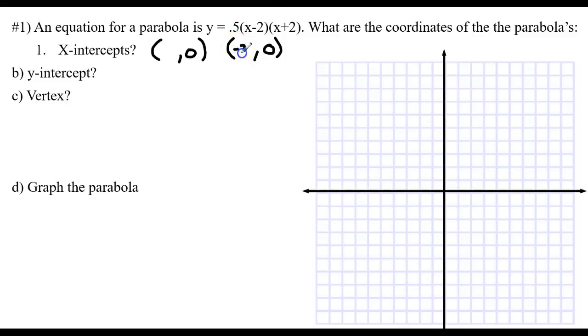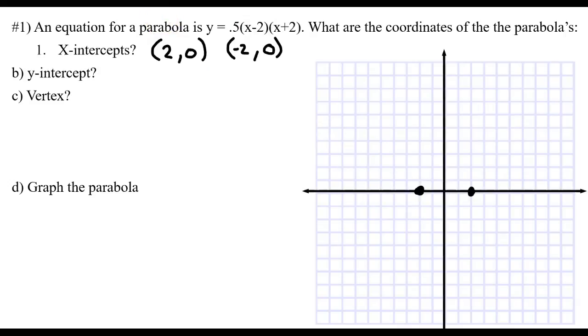That would be if x was negative 2. What would make this binomial 0? If x was 2. You're just looking for what makes each binomial 0. So let's go ahead and plot those points: (2, 0) and (negative 2, 0). The y-intercept? Well, this isn't in standard form, which I think most of you are happy about, but the problem is we don't have the y-intercept. So we'll save that. The vertex, we don't really know either because this isn't in vertex form.